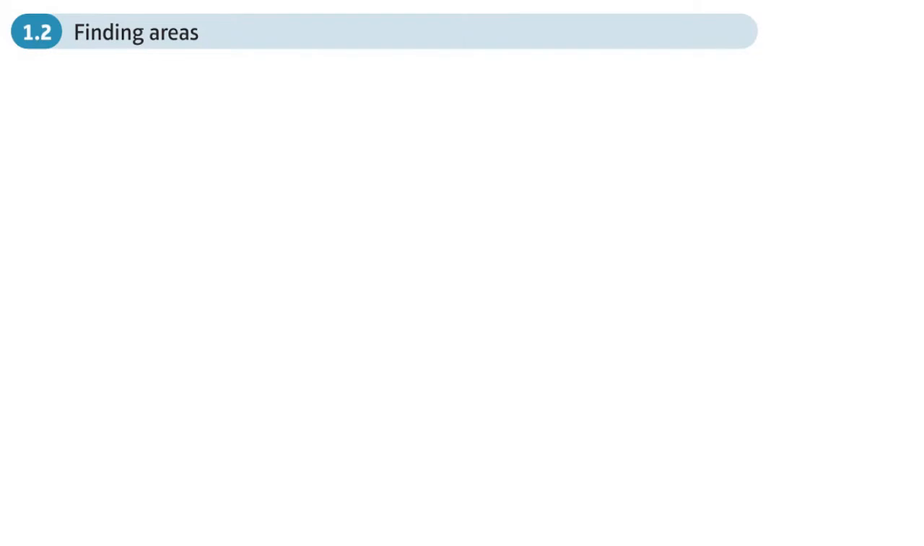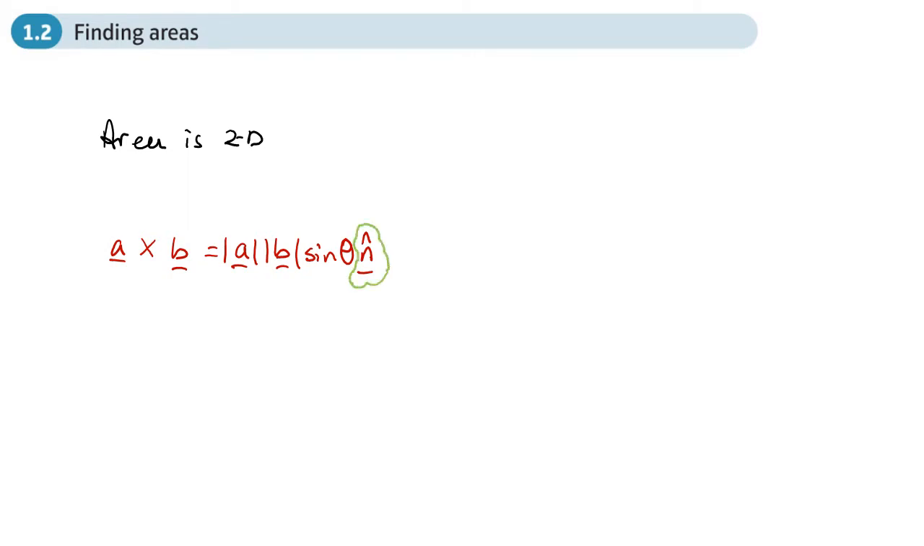Now, since we're going to be finding area, and area is two-dimensional, so area is 2D, when we had our definition for the cross product, so A cross B, that was the length of A times the length of B times the sine of the angle between them, then times this normal vector. So it's this normal vector here that makes it three-dimensional, because that's the bit that sticks out, isn't it? If we've got vector A here like this, and a vector B here like this, then that normal vector was the one that stuck out in three dimensions.